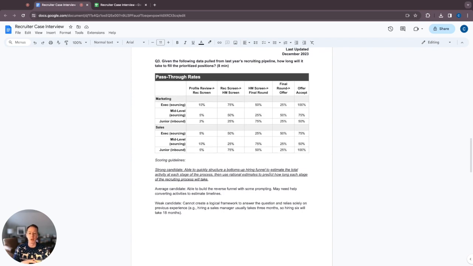So what we're doing here is looking at the historic funnel and pass-through rates and trying to help them understand what does a current funnel look like, and get them to use this data to figure out how long is it going to take to fill these roles, and how am I going to communicate that back to my stakeholder, but also what are the different kind of processes that I will need to think about putting in place. And so what we're looking for here is a recruiter who can build this bottoms up funnel to get from the number of total profiles at the top of the funnel to the number of hires at the bottom.